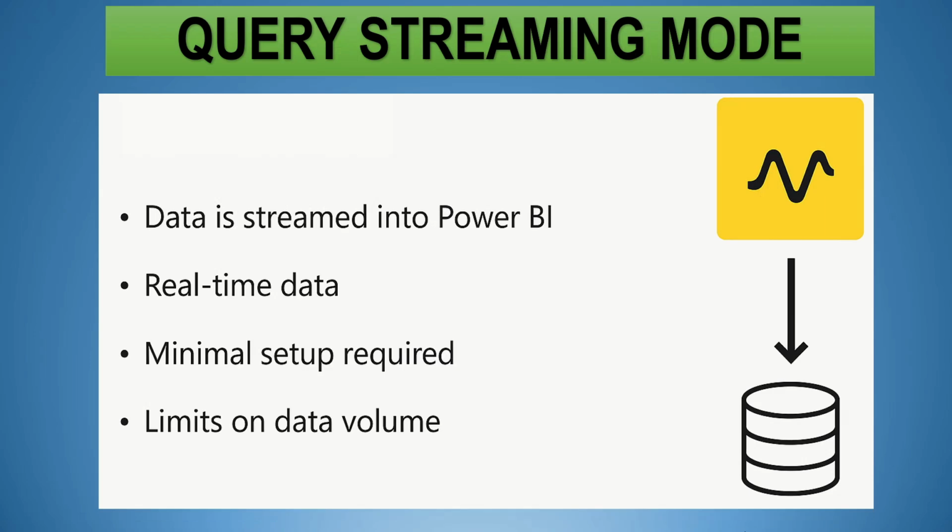Then the third one is streaming datasets. This is used when you want real-time dashboards. Think of IoT sensors, stock prices, or live sales data. Data is pushed into Power BI in real time and visuals update instantly. The limitation is that you can't use all the visuals or heavy transformations here. It's only for lightweight or live monitoring use cases.